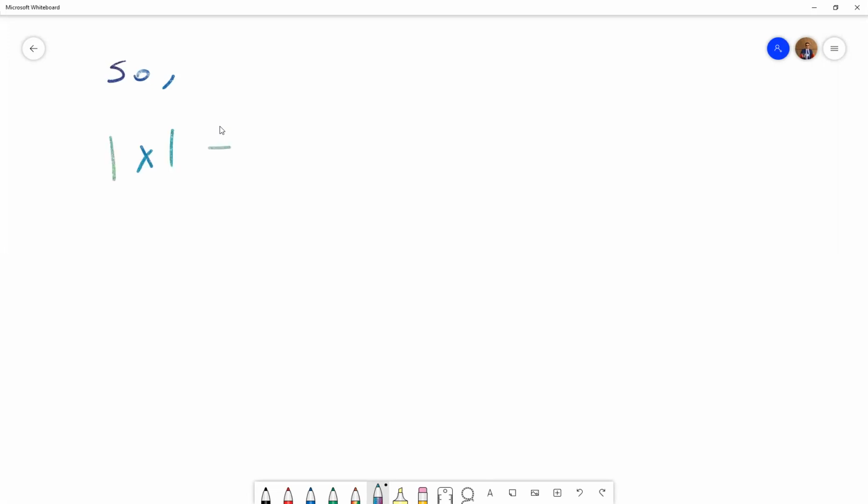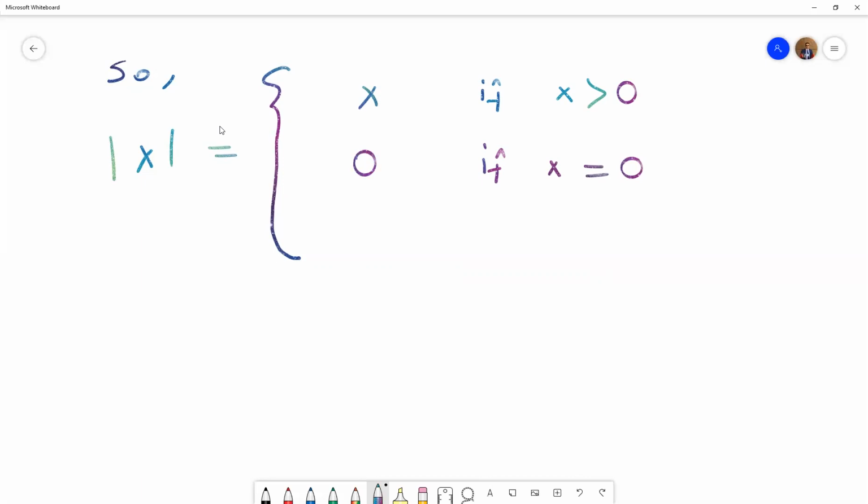So |x| is equal to, this is the definition of absolute value. Here we can write, if x is bigger than 0, this equals x. And if x is equal to 0, this absolute value is equal to 0. And if x is smaller than 0, we write x and put a minus sign in front of the x, so we can find the answer.